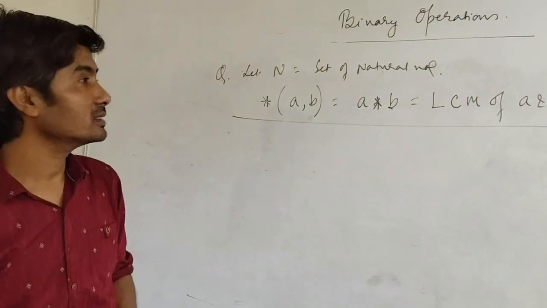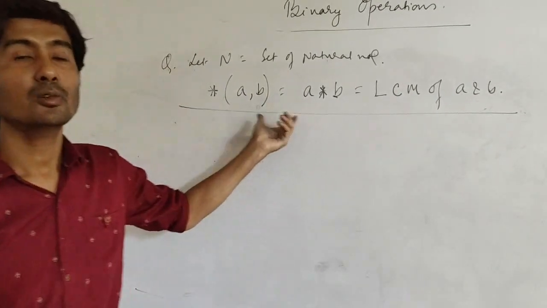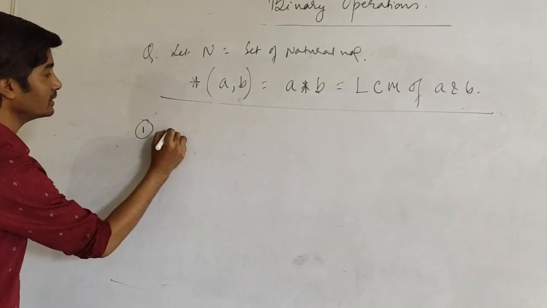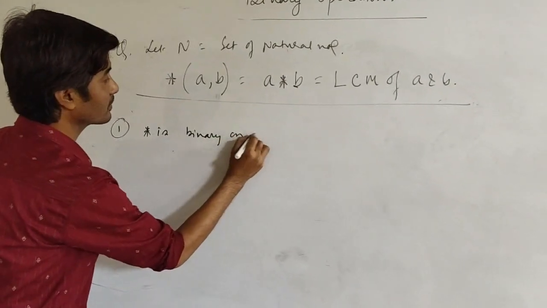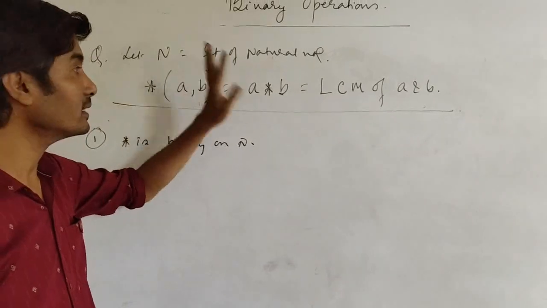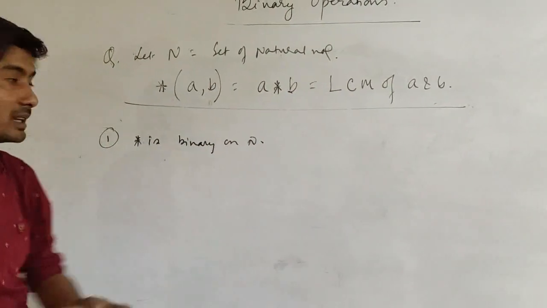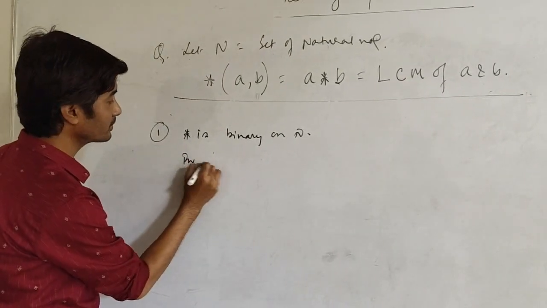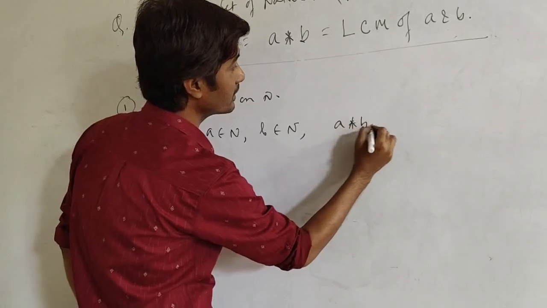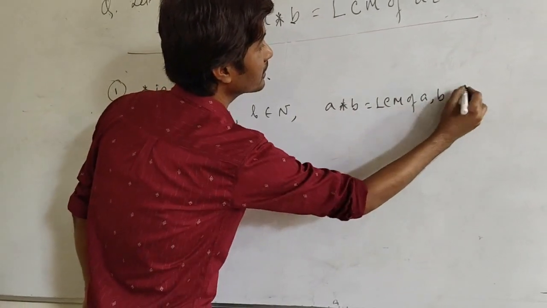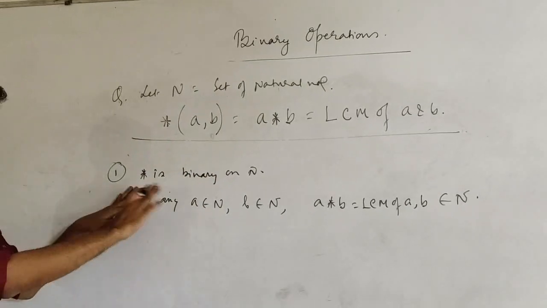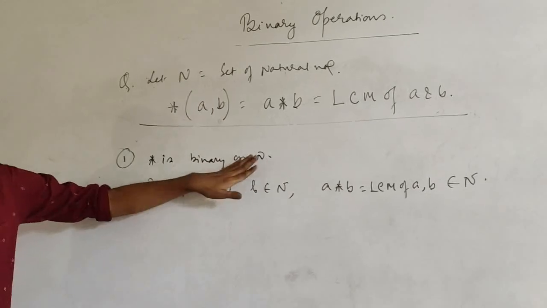Now I will check whether it is commutative or not, whether it is associative or not, and whether the inverse or identity exists with respect to star or not. First point: star is binary. Why binary? Because for any A belongs to N, B belongs to N, A star B gives you the LCM of A and B, which is again a natural number in N. This is the reason why this star is binary. Okay, the first part is done for you, that star is a binary operation on N.